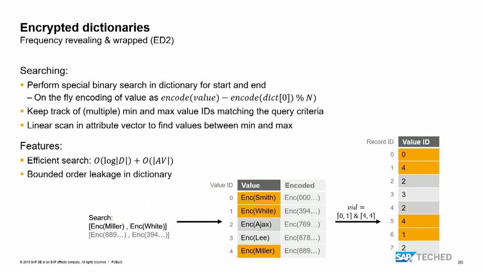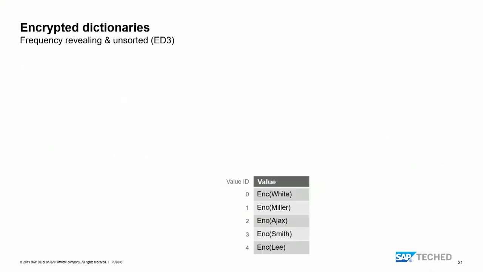The good feature here is that the order leakage is bounded now. The attacker does not know anymore where the smallest and biggest values are. He only knows that, with high probability, the next value is higher lexicographically, which is only not true for one place, but he does not know at which place this is. OK, to ED3, unsorted, frequency revealing still.